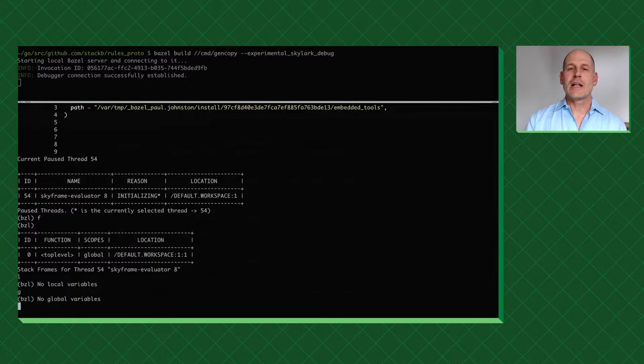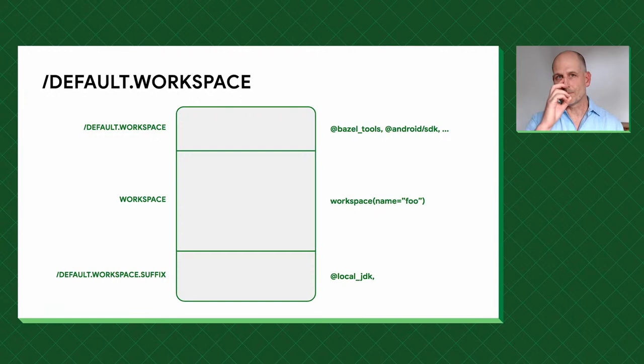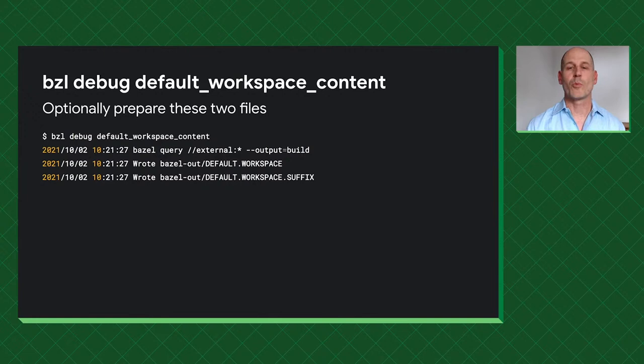So let's digress just for a second. What is this curious thing called the slash default workspace? Well, when Bazel parses your workspace file, what it actually does is it prepends content before and after to install built-in workspaces like Bazel tools, which can't be overridden, and then things like the local JDK and any number of remote JDKs you've probably accidentally downloaded at some point or another. There is a subcommand called default workspace content, which will prepare these files. It makes the debugging experience just a little nicer, but it's optional.